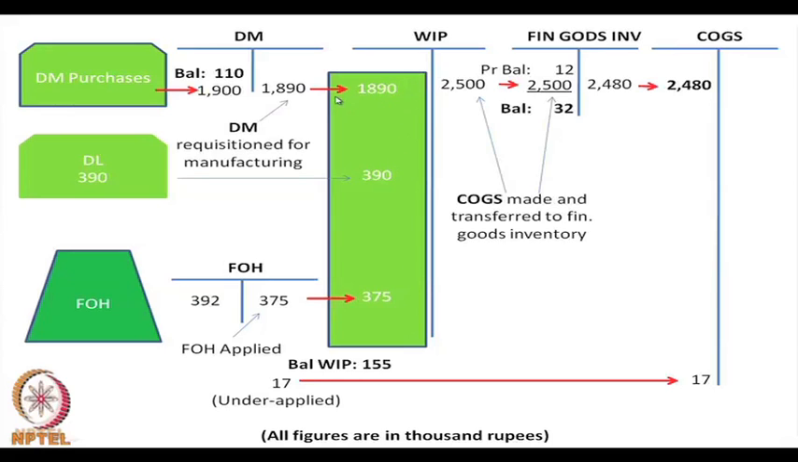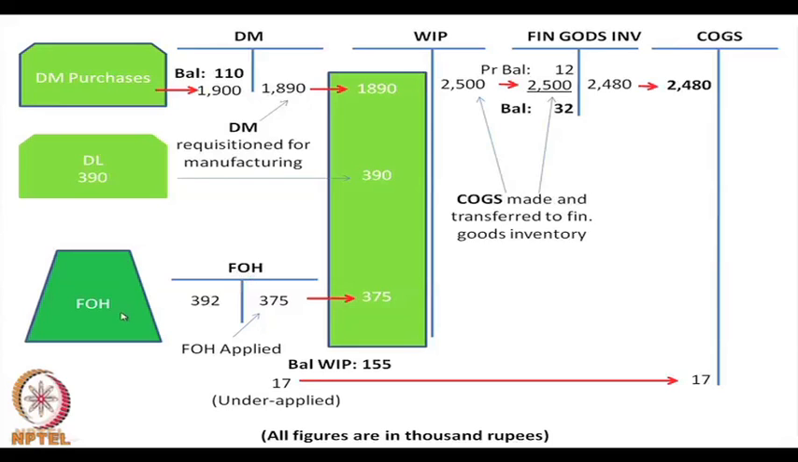But for the job, the requisition amount for making the job is 1890. So, this is the amount of material that is consumed or that is requisitioned for making the job. Therefore, the remaining balance in the direct material is 110, 1900 minus 1890 is 110, that is the balance remaining after the material is issued for the production of the job. Also, the direct labor spent is 390,000 rupees. So, that is obtained from the time ticket. The material figure is obtained from the material requisition source document.